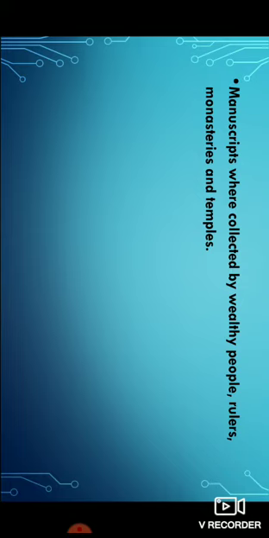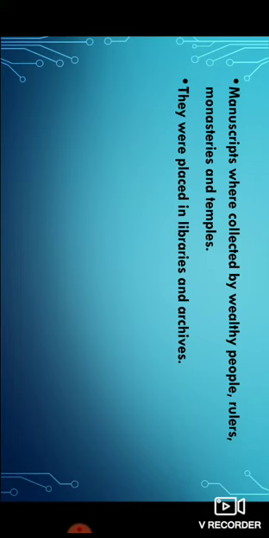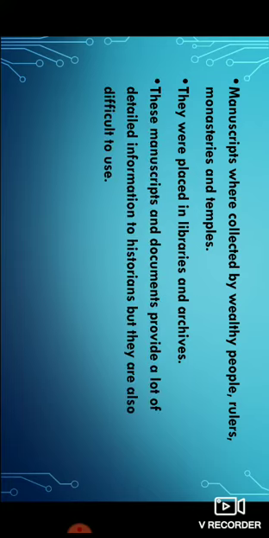Next point. Manuscripts were collected by wealthy people, rulers, monasteries and temples. They were placed in libraries and archives. What is an archive? A place where documents and manuscripts are stored. Today, all national and state governments have archives where they keep all their old official records and transactions. These manuscripts and documents provide a lot of detailed information to historians, but they are also difficult to use.